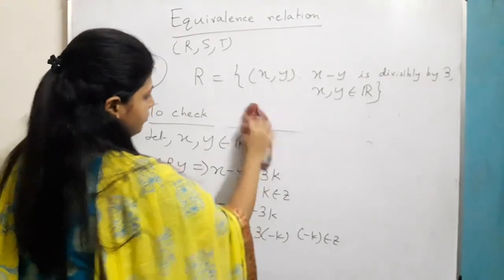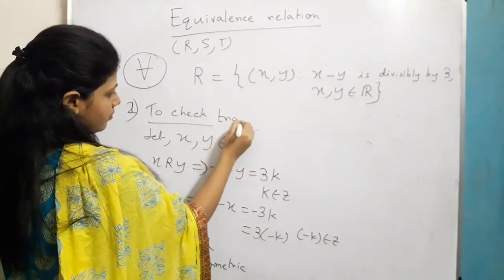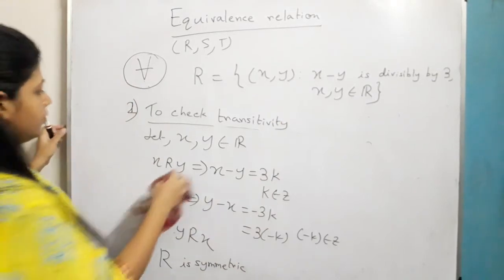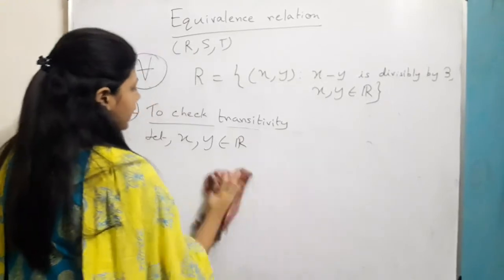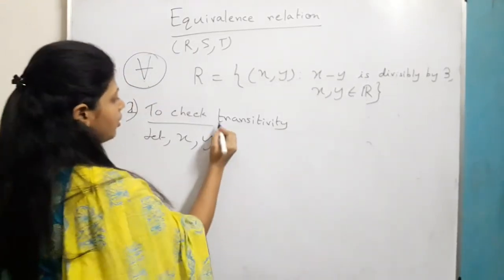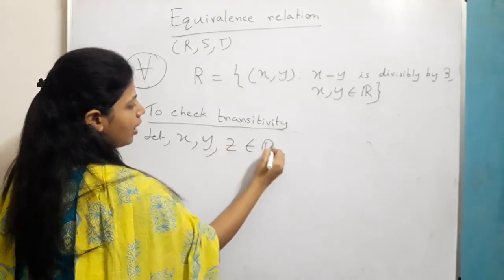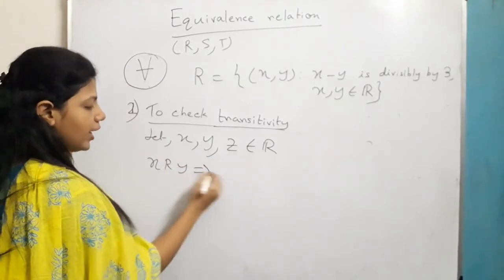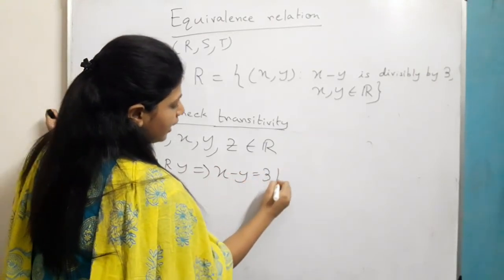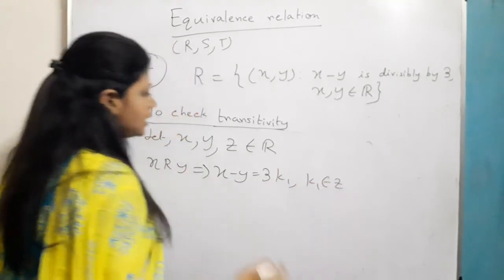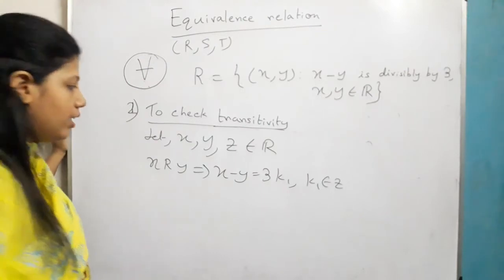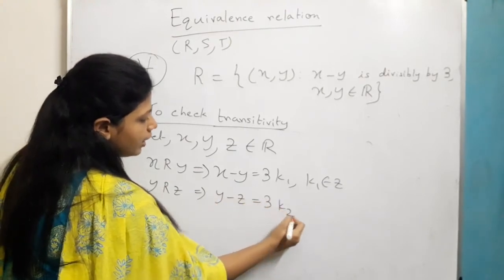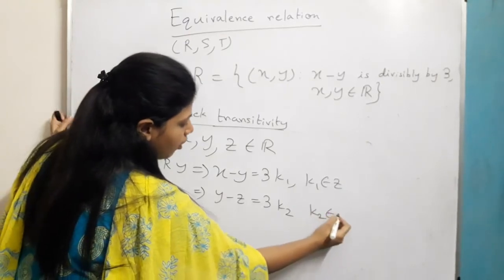Next, transitivity. In case of transitivity, I will take 3 elements from here. x, y, z belongs to R. That means if x, y, z belongs to R, I will start from x R y. x R y implies x minus y equals 3k1, and k1 belongs to Z. Since I have taken previously k, so here I am taking k1. y R z, this one implies y minus z equals 3k2. So k2 belongs to Z.